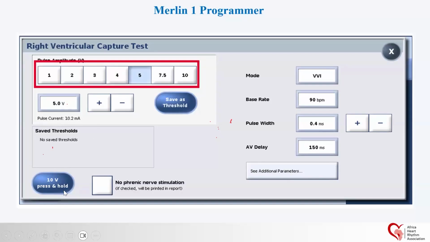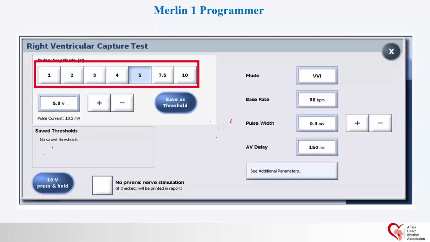And also we need to press 10 volt, for the ventricle and also for the atrium, to test for phrenic stimulation. It is a phrenic test that tells us whether we have phrenic stimulation or not. So if we have a value inferior to 1 volt in the ventricle, this is a good value. And if we have a value inferior to 1.5 in the atrium, we say this is a good value.